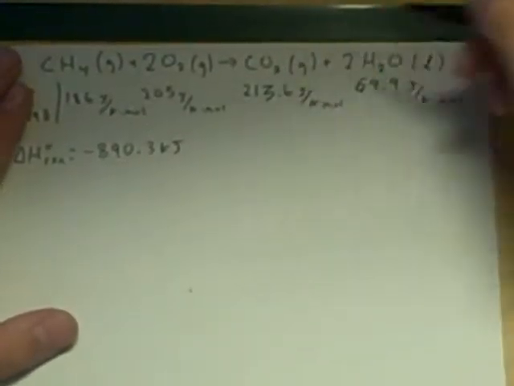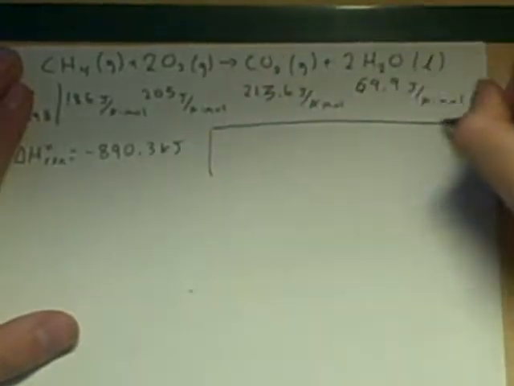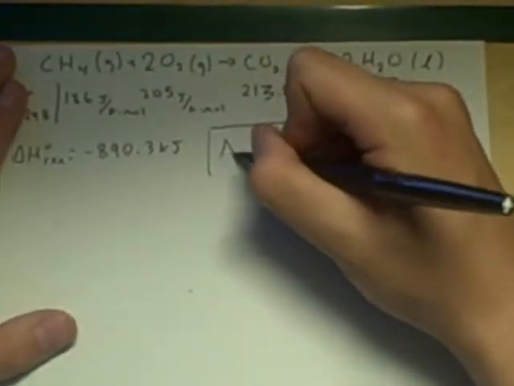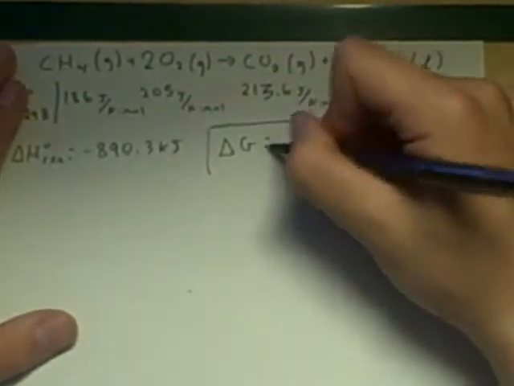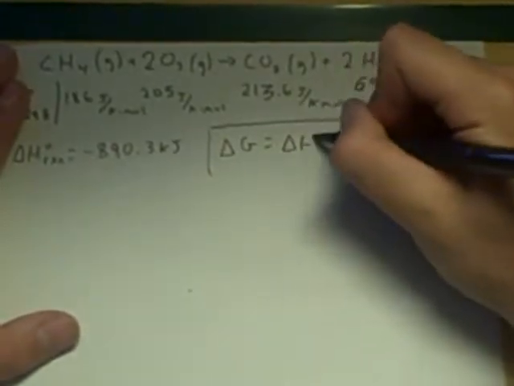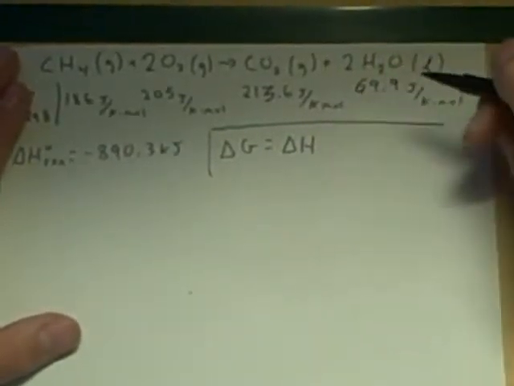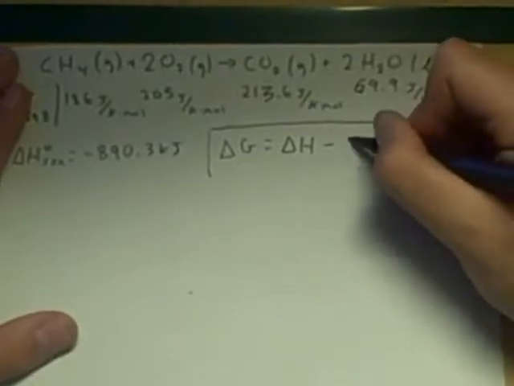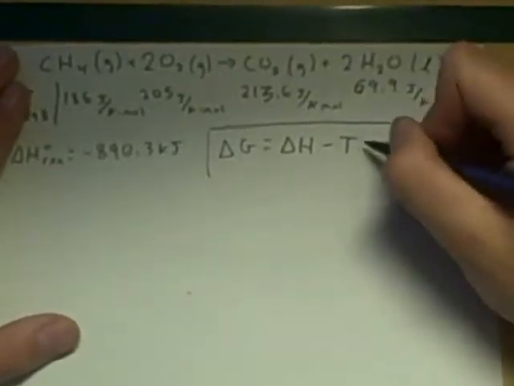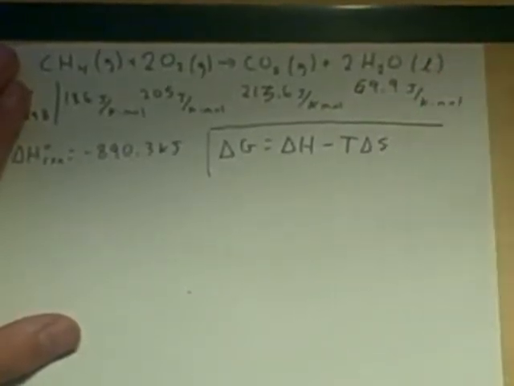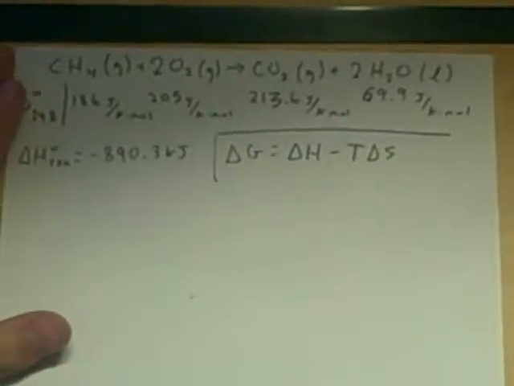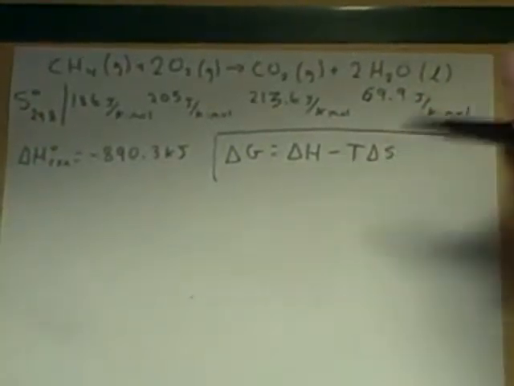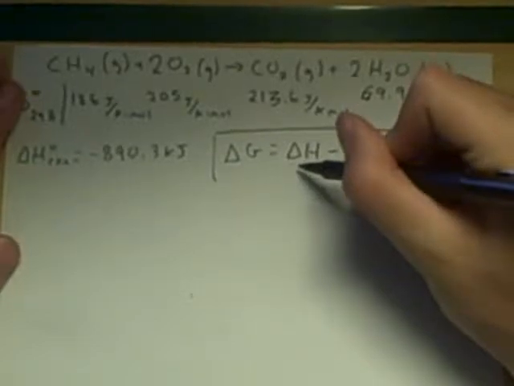First, we'll start out by writing the Gibbs free energy equation, which is change in G equals the change in enthalpy for the entire reaction minus the temperature at which the reaction is occurring times the change in entropy of the reaction. So first we're going to start with the change in enthalpy of the reaction.